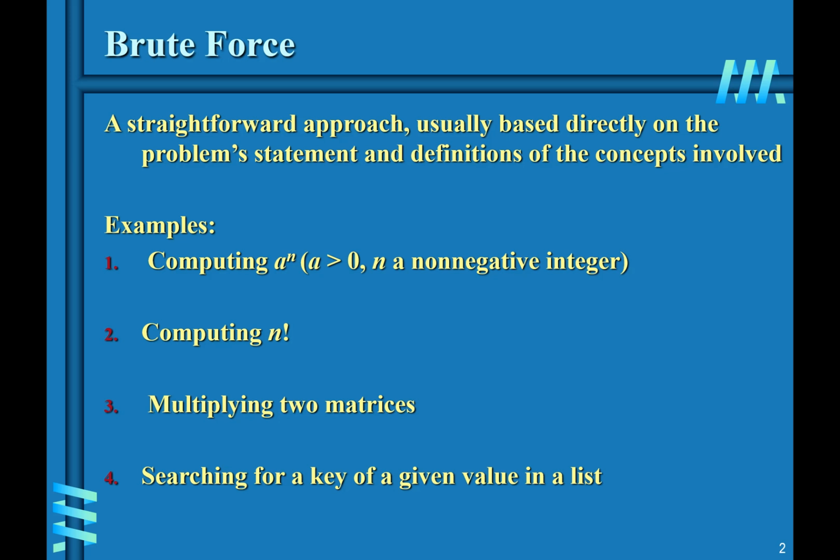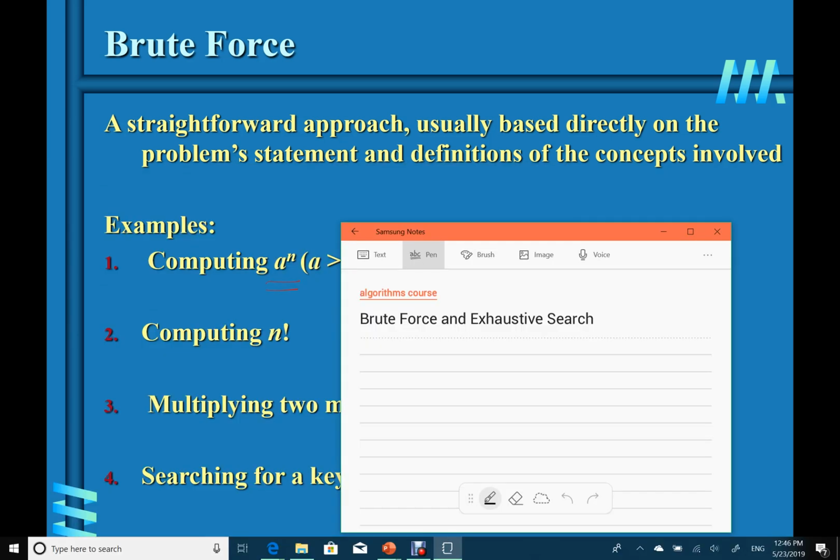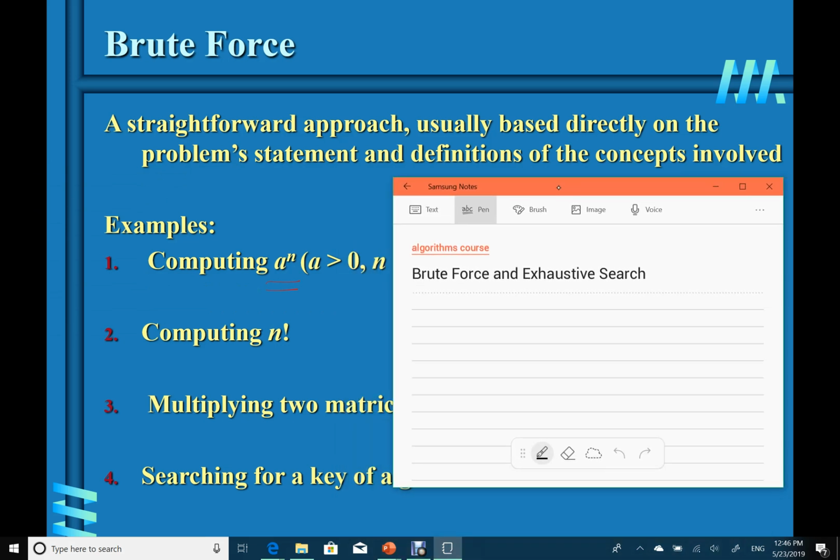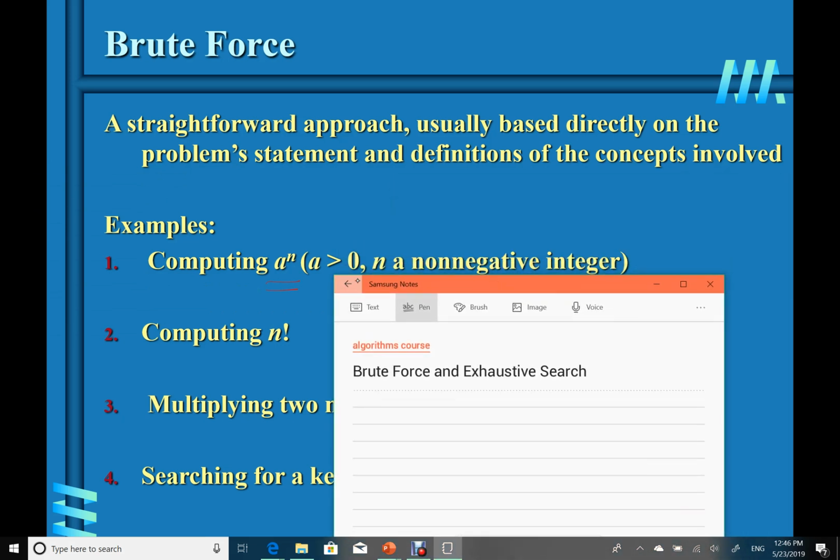For example, computing a to the power of n, computing n factorial, multiplying two matrices, searching for a key of a given value in a list. For the first example, let's say a to the power of n, and very easily we can write the pseudocode to calculate that, right? A is larger than 0, n is non-negative, and n is the parameter, and a is the constant it gives.